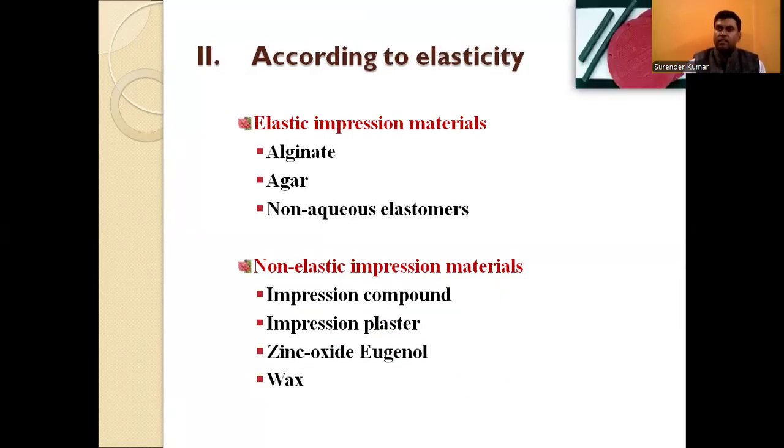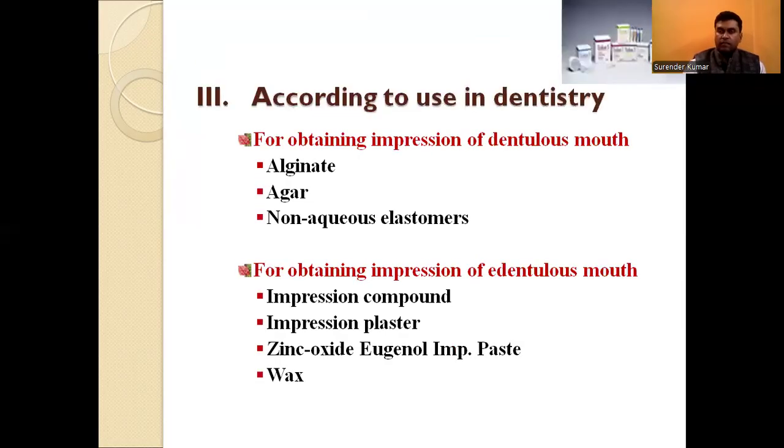According to elasticity, they are elastic impression materials like alginate, agar, and elastomers, and non-elastic impression materials like impression compound, impression plaster, zinc oxide eugenol, and others. According to the use in dentistry, they can be used for the dentulous mouth, that means a mouth which has teeth: alginate, agar, and non-aqueous elastomer.